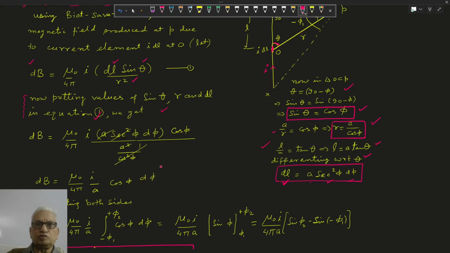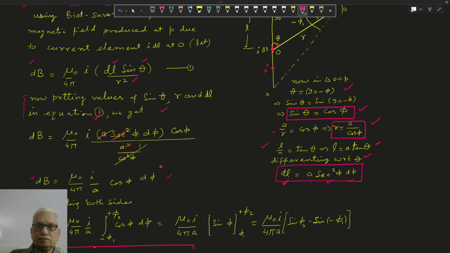So dB is equal to mu naught upon 4 pi I, with dl replaced by A sec square phi d phi, sin theta replaced by cos phi, and r replaced by A upon cos phi. It is squared, so A square upon cos square phi. One A cancels. 1 upon cos square phi and sec square phi also cancel. What remains is dB equal to mu naught upon 4 pi I upon A cos phi d phi.